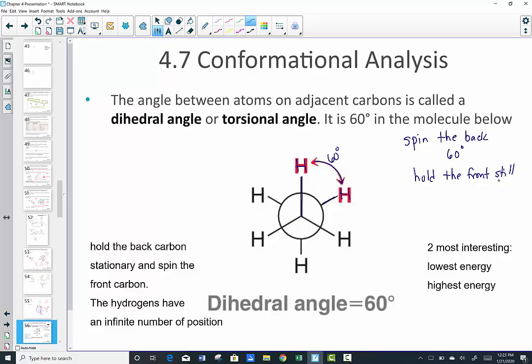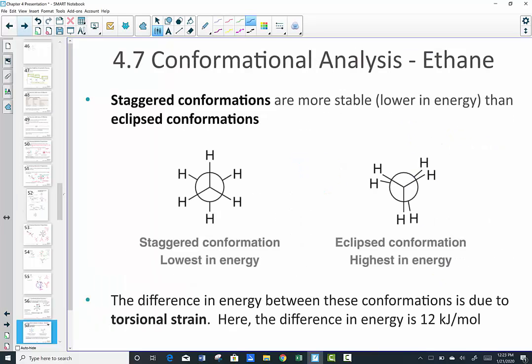Now, of all those possibilities, there's really 2 that are most interesting that we'll examine. What is the lowest possible energy arrangement and what is the highest possible energy? Where do we have the most interactions and the greatest amount of crowding? And where do we have the least amount of interactions with the least amount of crowding? Those are the interesting energy conformations. And there's some vocabulary associated with conformation analysis. We'll talk about staggered conformation, and we'll talk about the eclipsed conformation.